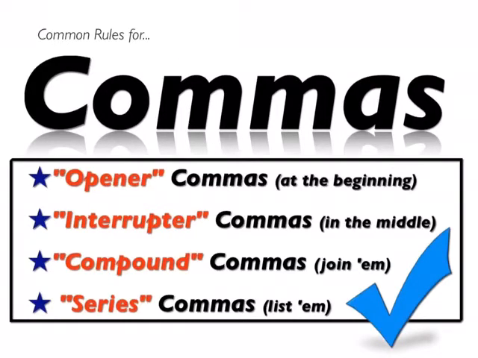We've discussed 4 types of commas. The opener comma at the beginning, the interrupter comma in the middle, the compound comma joining 2 independent clauses, and the series comma, or the serial comma. Well, you've got to have at least 3 items that you're separating, and you separate them with commas. So let's talk about each one of these commas.